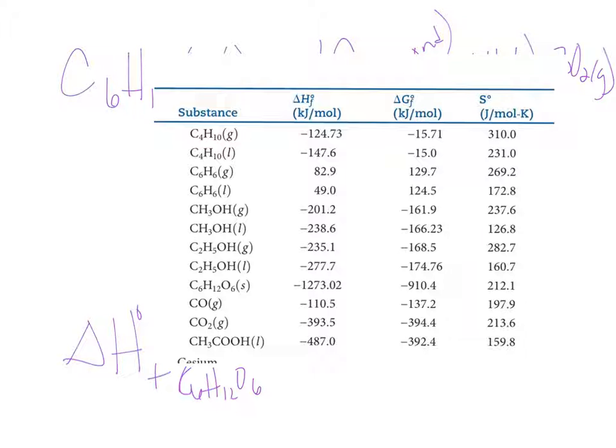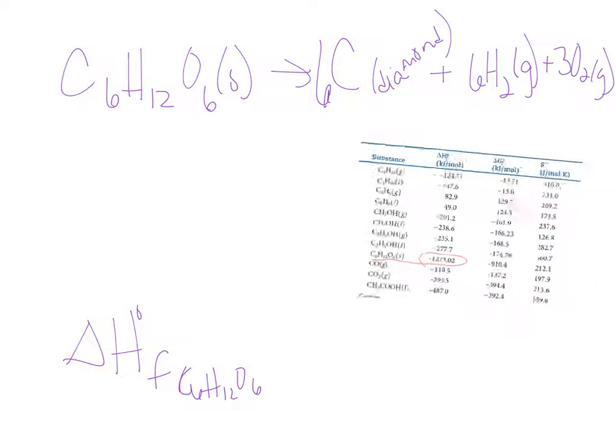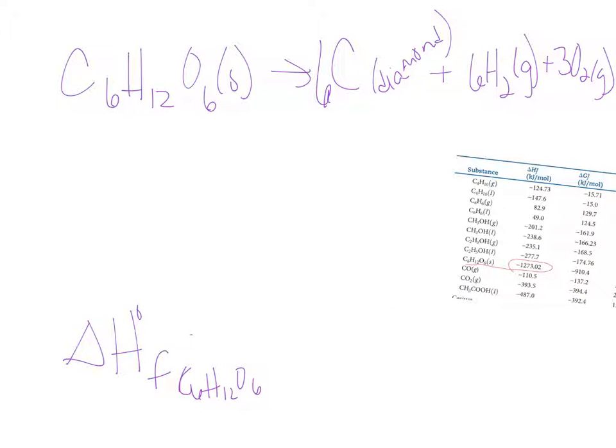Where's glucose? It's right here. I think this is glucose. Here's your negative 1,273.02 kilojoules per mole. So that is the standard heat of formation. It's exothermic for glucose, negative 1,273.02 kilojoules per mole. But we're trying to find out what equation matches this enthalpy change.